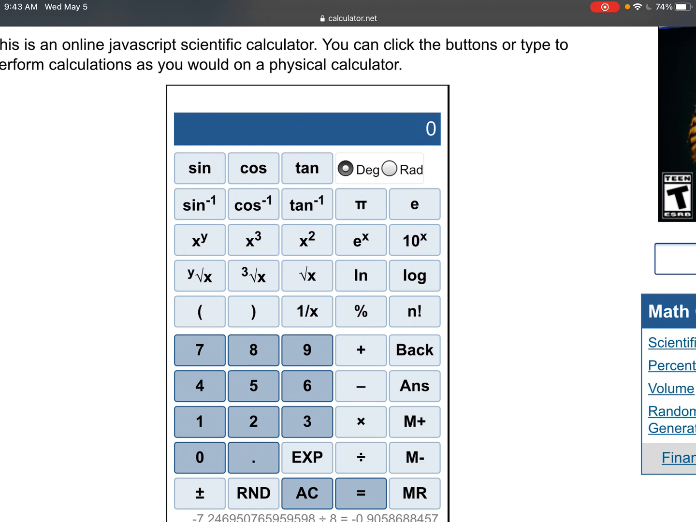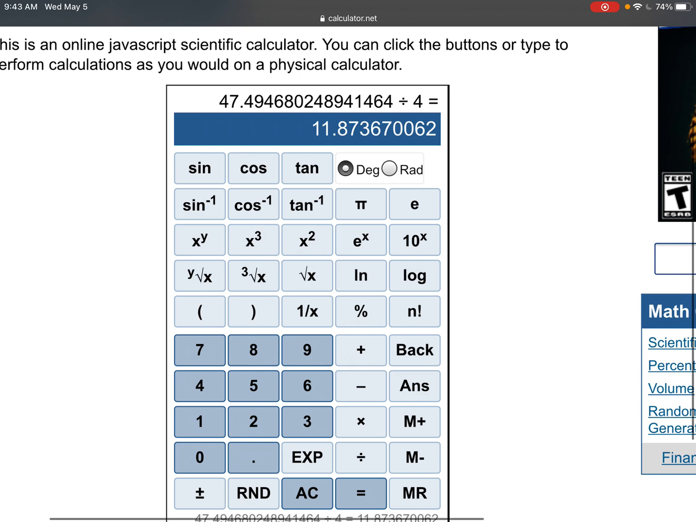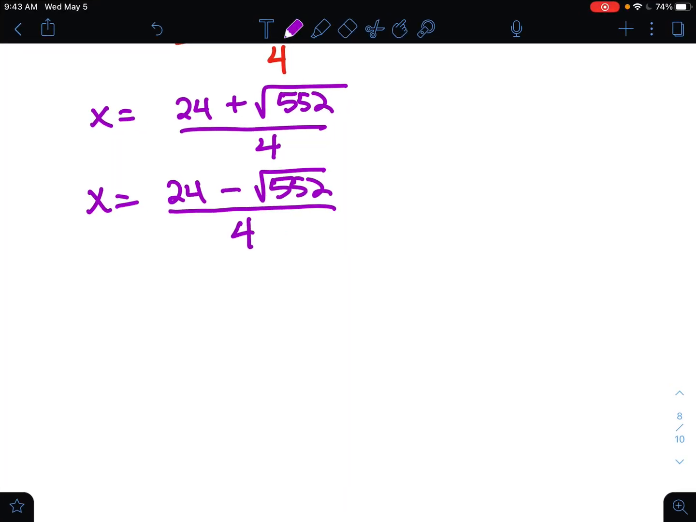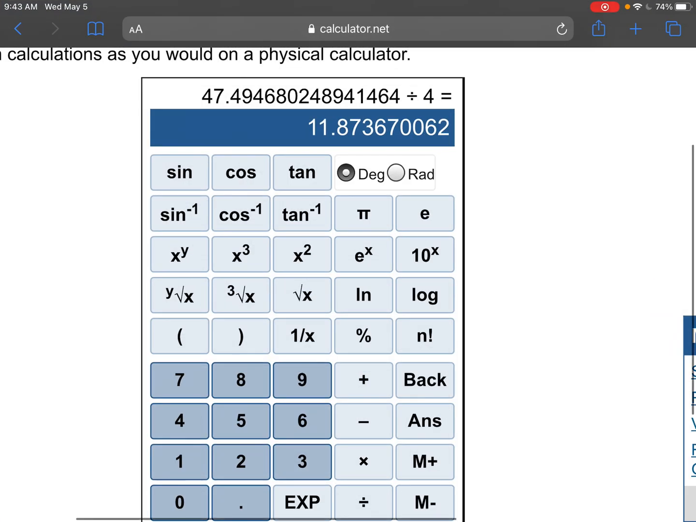All right, clear. Okay, so it is 24 plus the square root of 552. So I get about 47.49. I'm going to hit equals on this calculator, and I need to divide by 4. So it looks like I'm getting 11.873. So rounding to the nearest hundredth, I'll call that 11.87. All right, so this is the addition. I had 11.87.